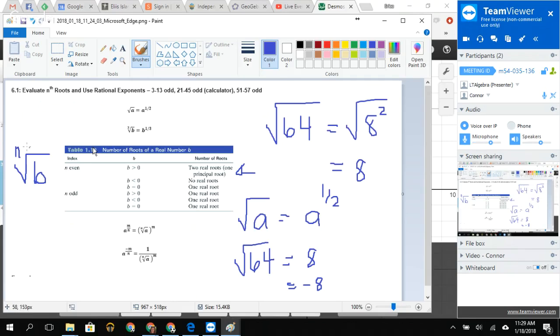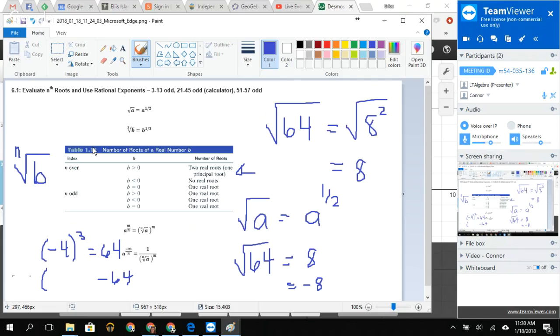Now, that's if this number up here is like a 2 or a 4, if it's an even number. Now, if this number here is an odd number, like 3 or 5, then if b is positive or negative, we have 1 real root. And that's due to the fact that, for example, -4 cubed can give me positive 64. But there's no way I can get a negative value when I do something to the fourth power.